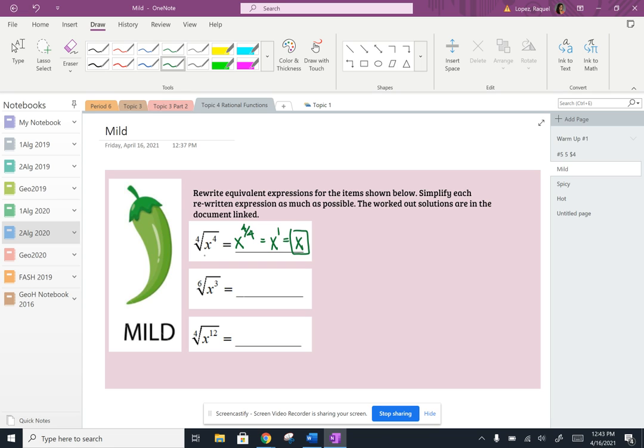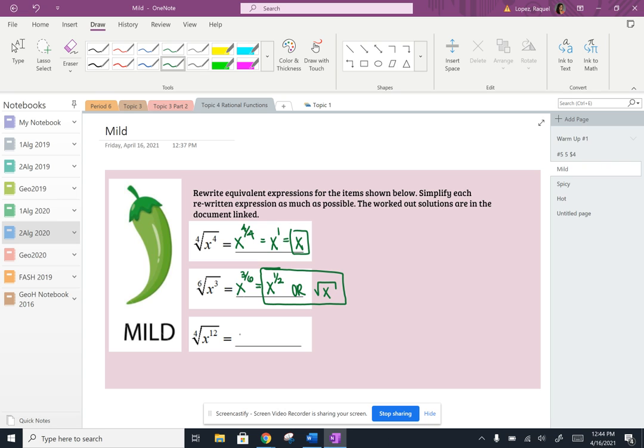Okay, on the next one, we can rewrite this as x to the power of 3 over 6. Now, 3 over 6 simplifies to 1/2, so we can simplify that. Or we can also express x to the power of 1/2 as the square root of x. So these two would be equivalent rewritten simplified solutions for the original problem.